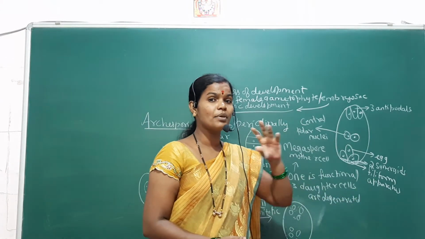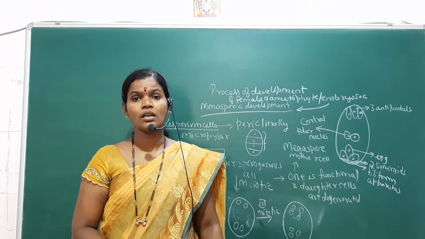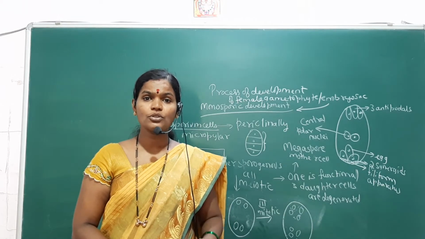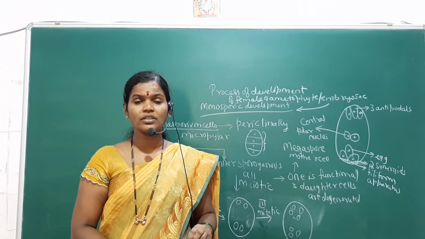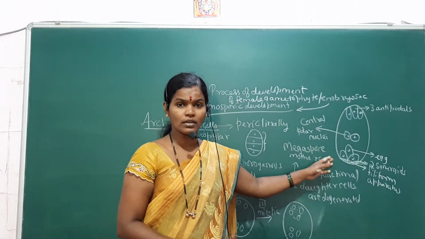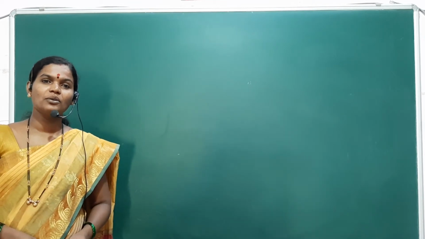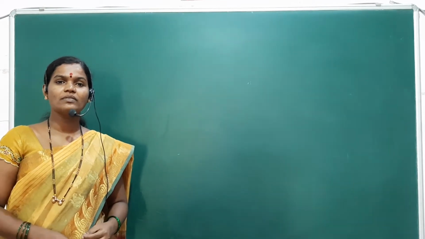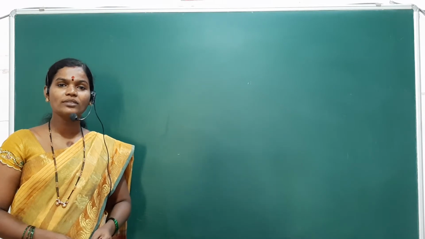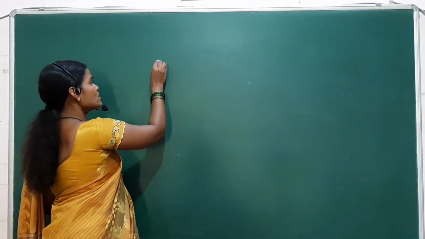So this is the brief revision of the previous class, megasporogenesis. Hopefully in that class you understood the meaning of megasporogenesis and how the development of the female gametophyte occurs. In today's class, as I have already told you, we are going to see pollination and its types.